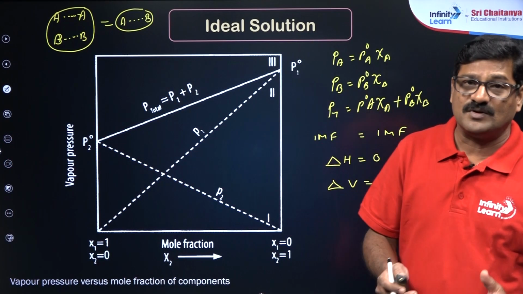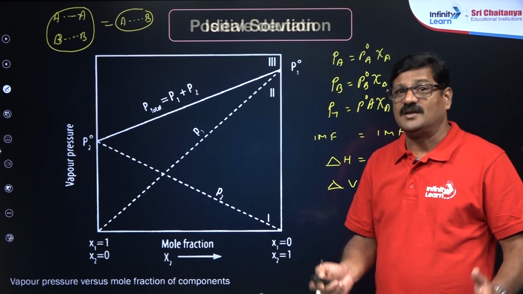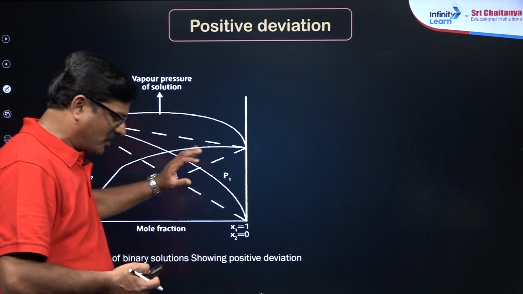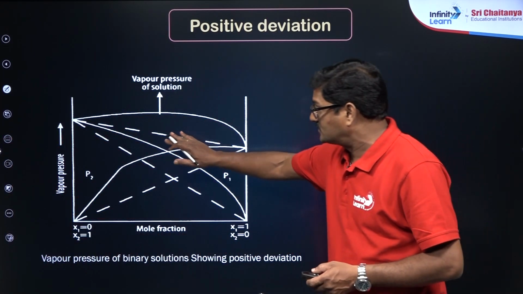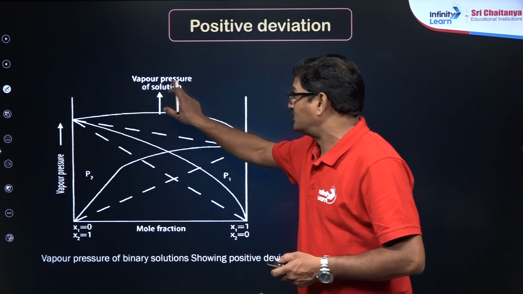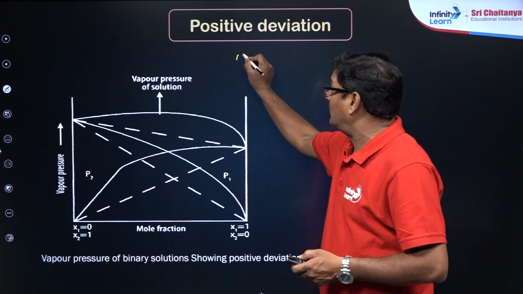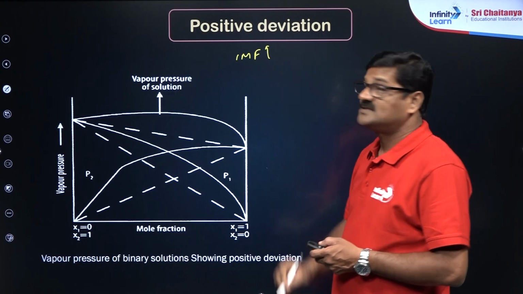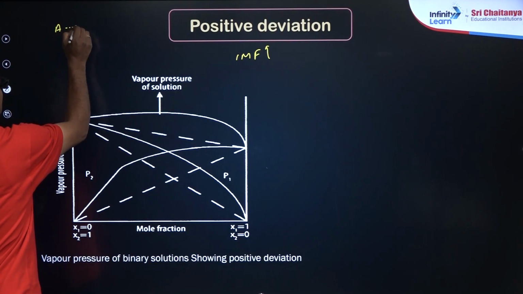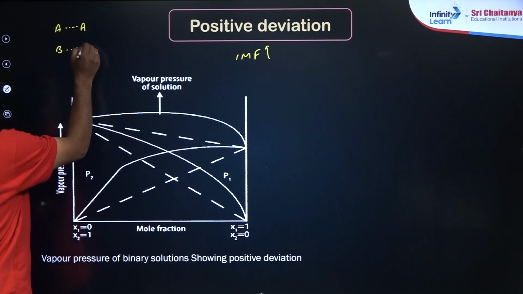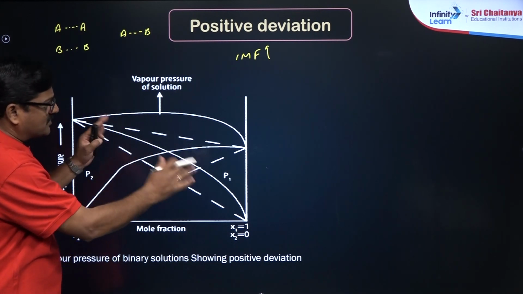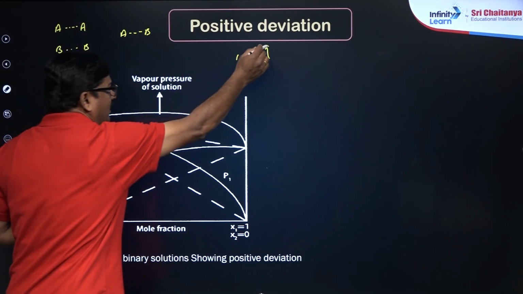Talking about a real solution which deviates from the ideal behavior, that is what you call a positive deviation. It could also be a negative deviation. Let us talk about the positive deviation. For the positive deviation, it is supposed to be a straight line, but it is coming up. The vapor pressure of the solution increases. Why? Because intermolecular forces between A and A, B and B, and A and B change: when the components are mixed, intermolecular forces are decreased.